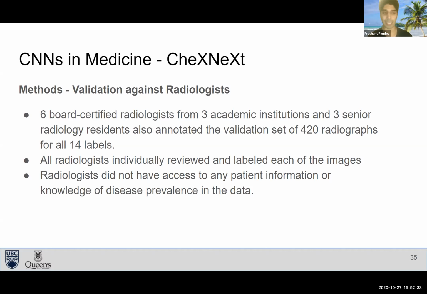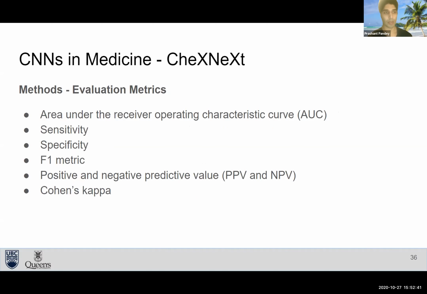And these days, more and more techniques are looking at incorporating all patient information in CNN studies and not just the image. And finally, in terms of how they evaluated performance, they looked at 6 different metrics, which is also a good sign.